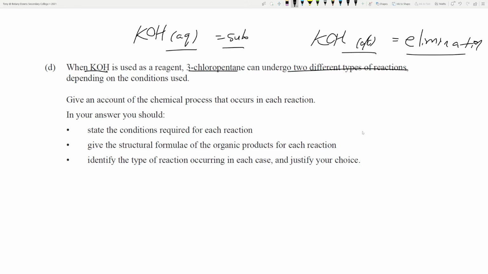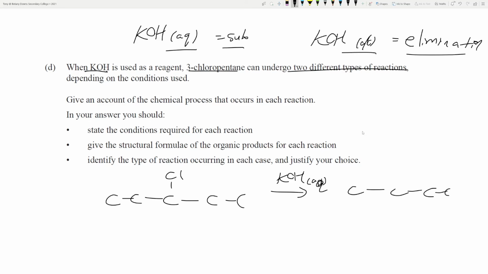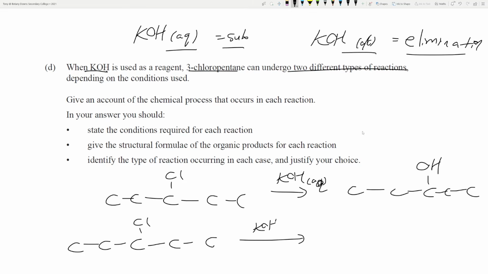So if you have 3-chloropentane, which is this thing right here, and you do KOH aqueous, all you've done is replace the Cl with OH. Write your hydrogens, guys, don't be lazy like me. So that's a substitution reaction. If you do KOH alcoholic, you're going to remove the Cl and one of the neighboring H's.